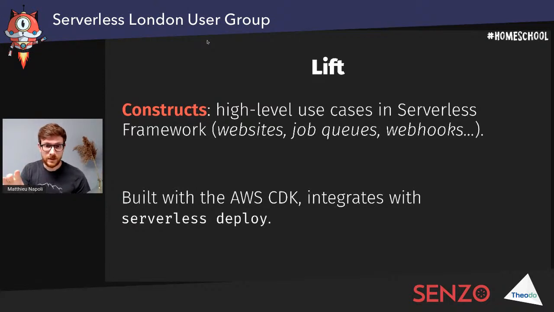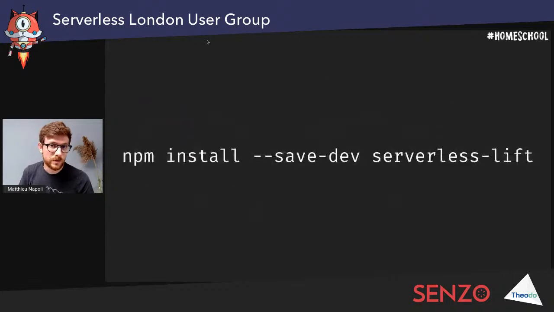Now, constructs in Lift, like websites, job queues, they are implemented with the CDK. Whenever we run serverless deploy, Lift will compile those use cases into actually CloudFormation using the CDK, and will insert that CloudFormation into the deployed stack. So everything works as usual, one serverless deploy command, and everything is online.